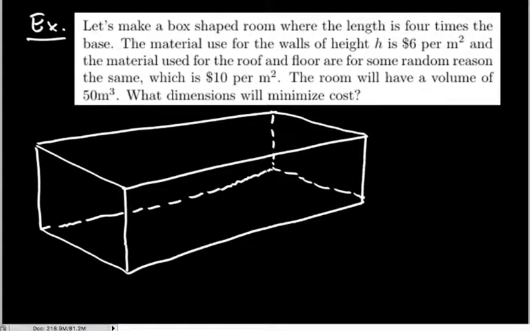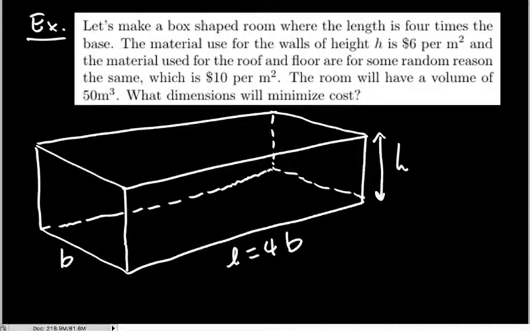So let's just say this is a room, and the length and the base are related, right? So the length is 4 times the base. So this is the base because it's smaller, and this is the length, which is 4 times the base. And then the height is just, let's just call it h for height.